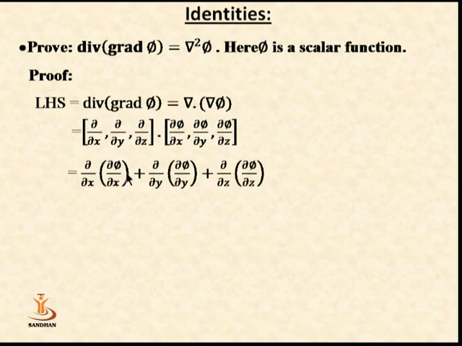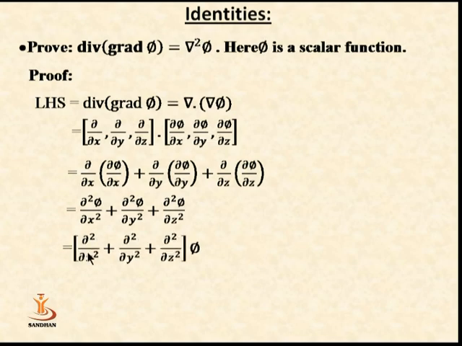Thus we again get second differentiation. Thus we get ∂²φ/∂x² plus ∂²φ/∂y² plus ∂²φ/∂z². So we write the differentiation as ∂², that means we write here ∇². This is the definition of ∇². So we write ∇²φ, thus div grad φ is equal to ∇²φ.